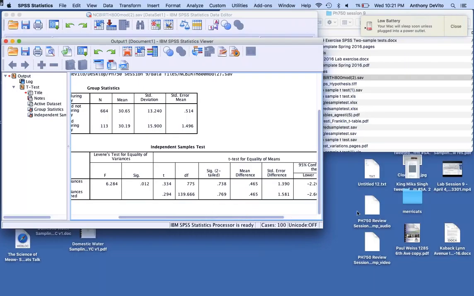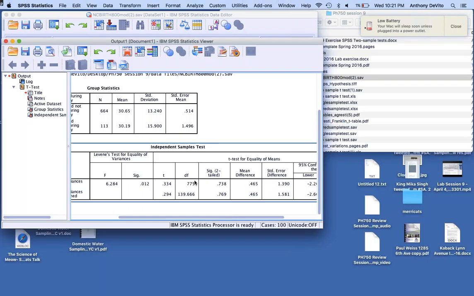I'll ask you guys, and we'll say good night. What do you think? Do we reject the null hypothesis? No. Okay. We fail to reject the null hypothesis. Do we accept the alternative hypothesis? Well, we failed to reject the null hypothesis, so we can't accept the alternative hypothesis.